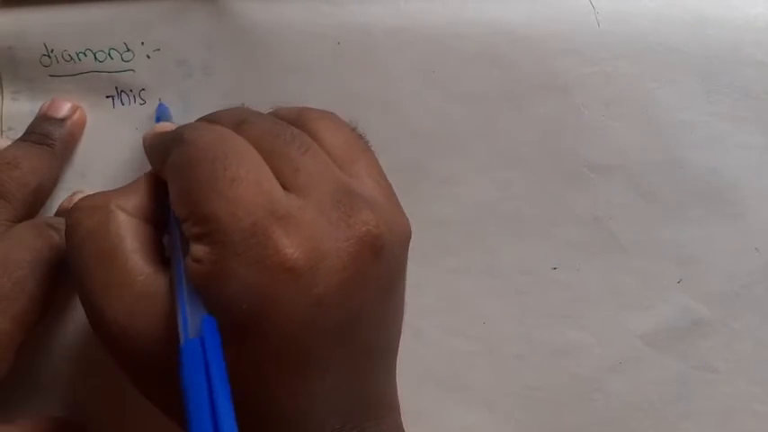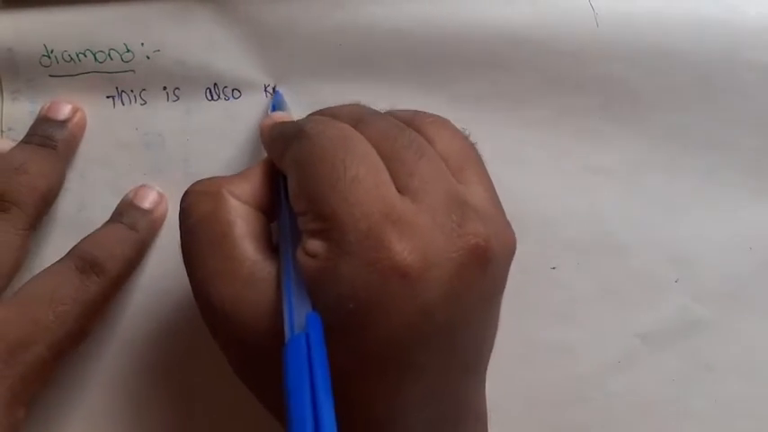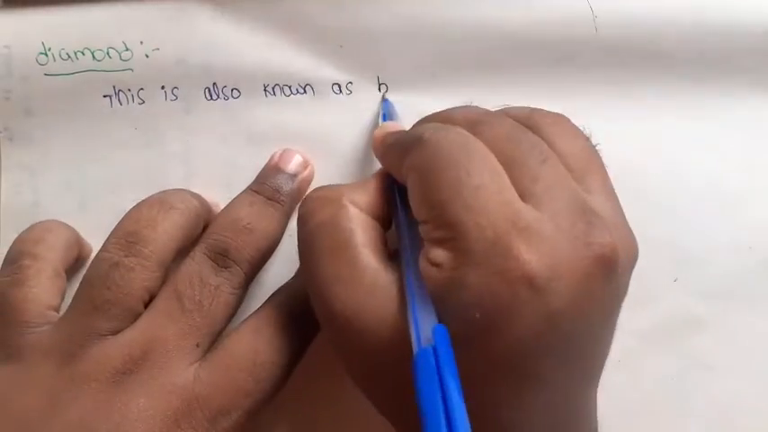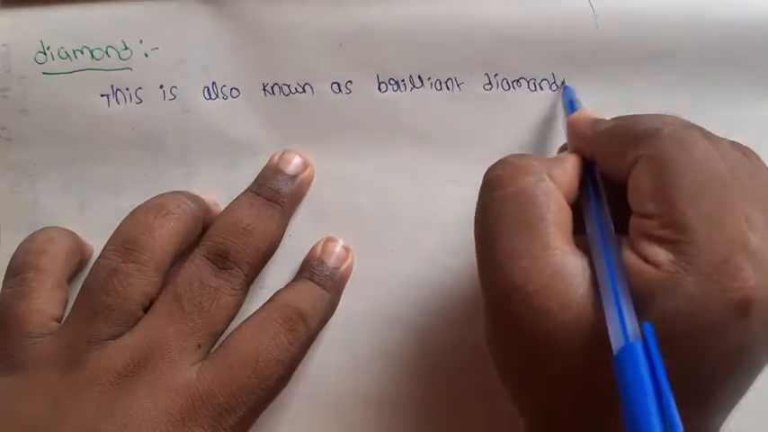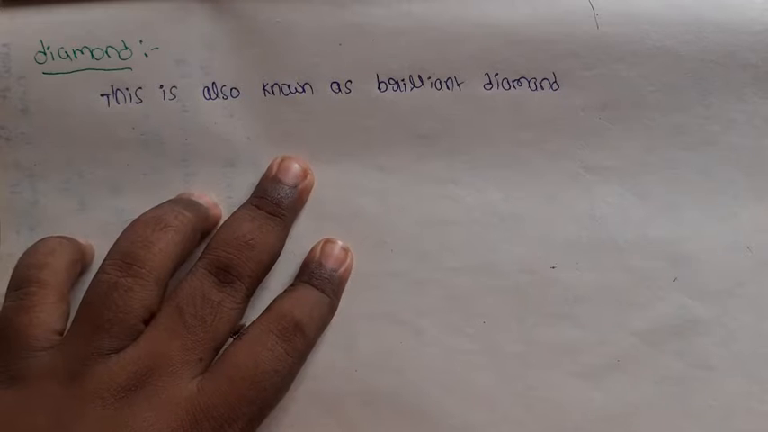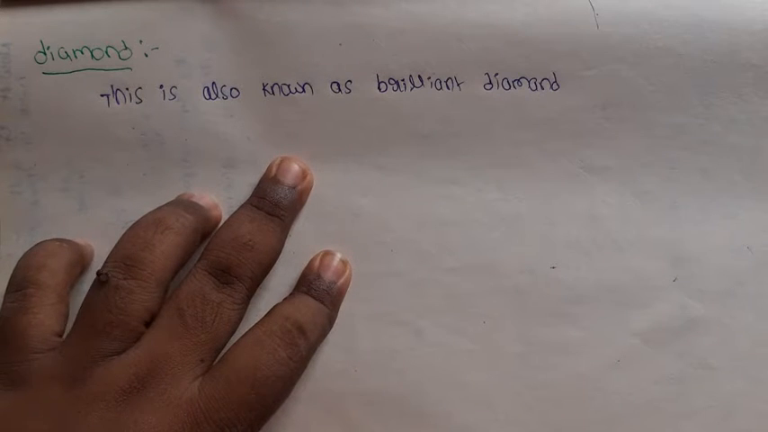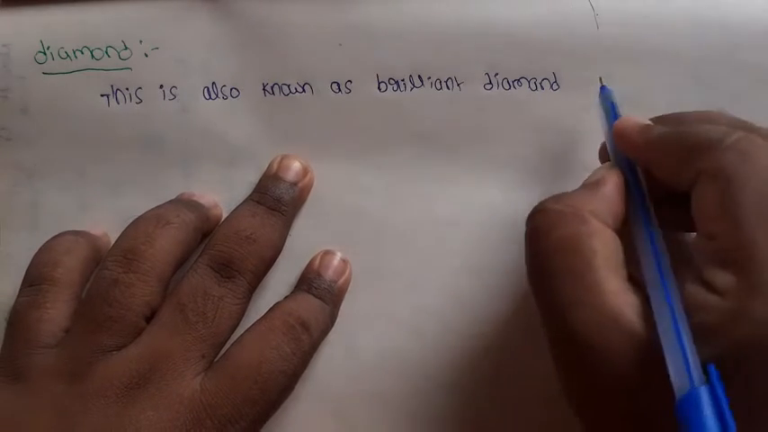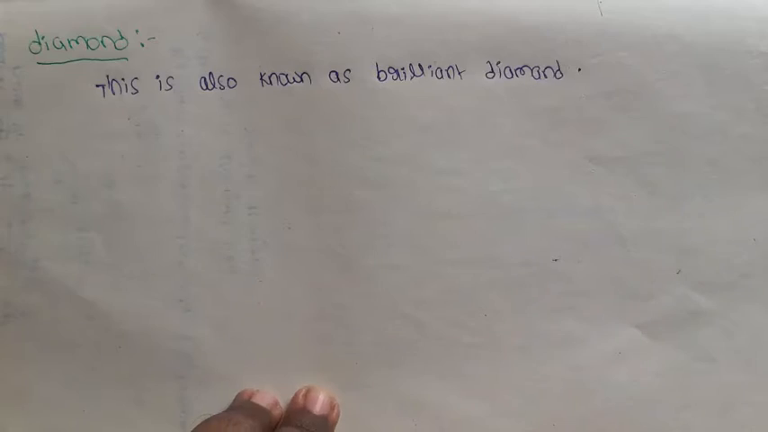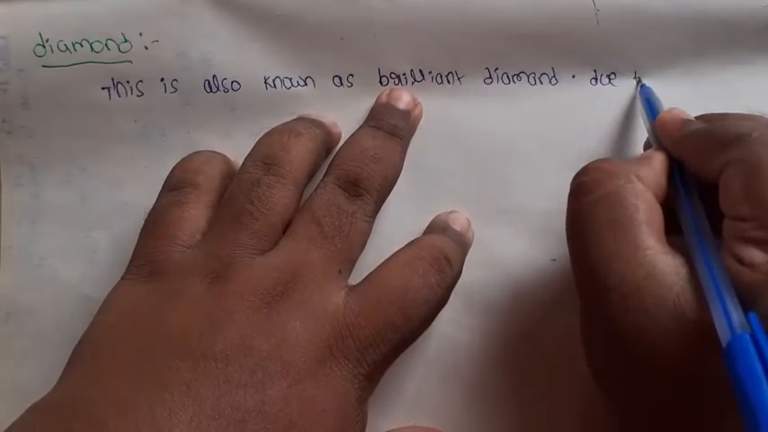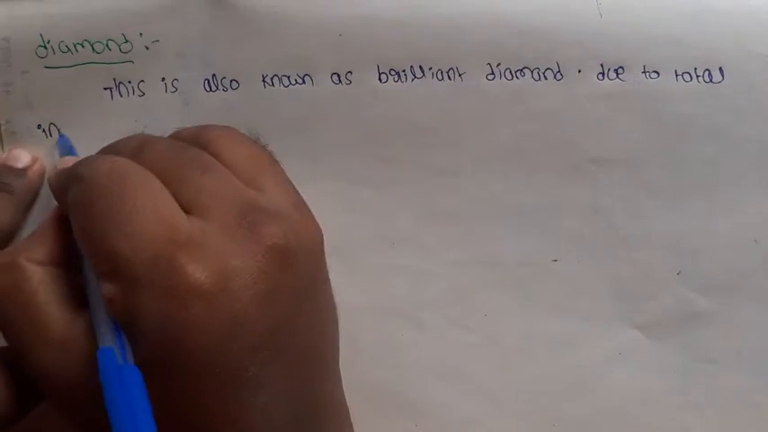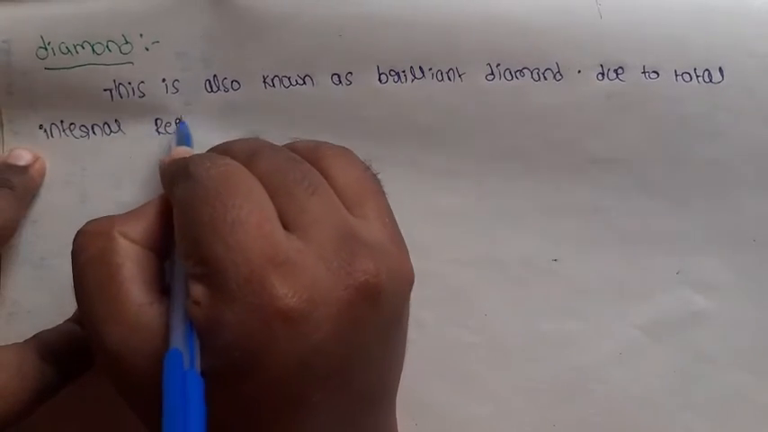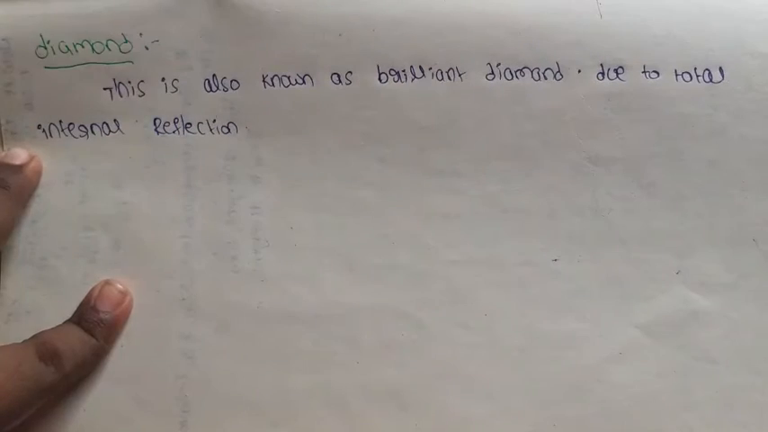This is also known as brilliant diamond. So, generally diamond has a brilliant nature. Brilliant means shining. Why is the diamond brilliant? Due to total internal reflection. How is the total internal reflection going to happen in diamond?